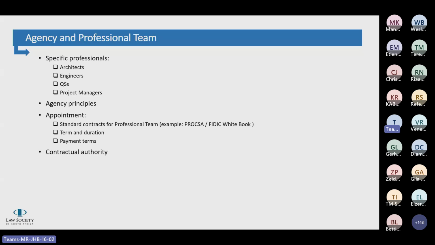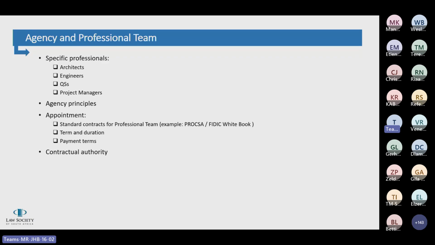Okay, then just to move on to the standard contracts of appointment for professional team. The contract that's most familiar in South Africa is the PROXA and the FIDIC White Book. From our experience, the PROXA contract is very employer friendly. So, I mean, usually both those contracts will in any event be amended by particular conditions that is tailored for the specific project.